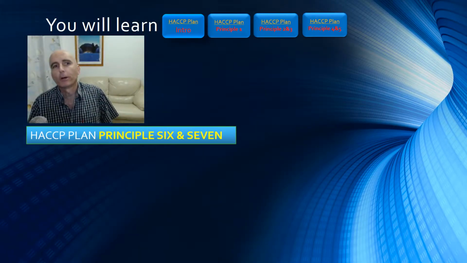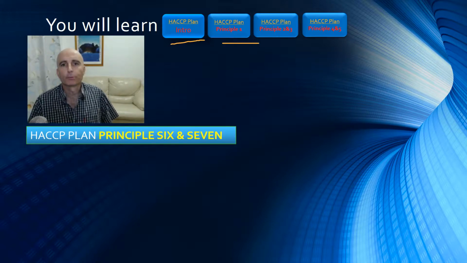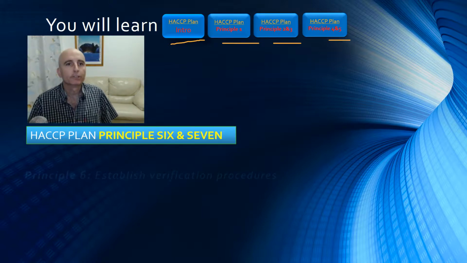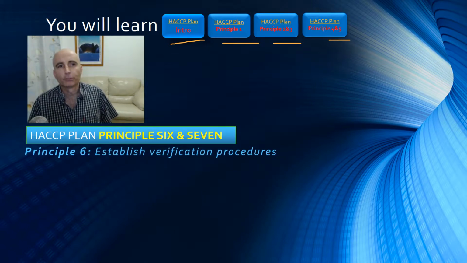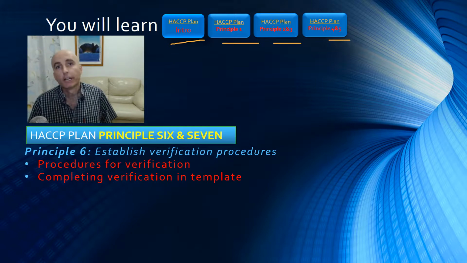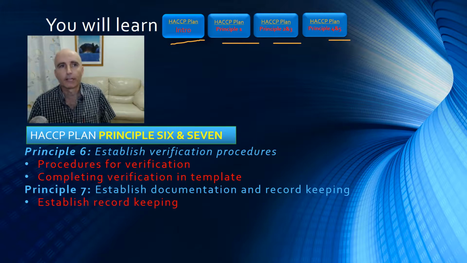Just a friendly reminder, if you haven't watched the other HACCP plan videos, we've got the intro, Principles 1, 2, 3 and 4. Make sure you see those. In this mix today, you'll learn about Principle 6, Establish Verification Procedures. We're going to look at the procedures for verification and show you how to use the template. We're then going to have a look at Principle 7, which is establishing the documentation and record keeping, and we're going to have a bit of a chat about that.